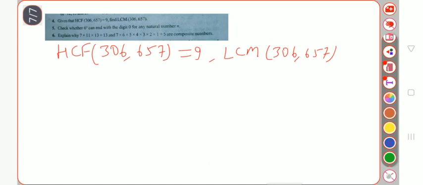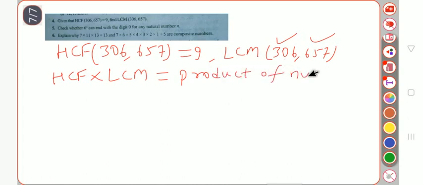Many students think they should start prime factorization of 306 and 657 to find the LCM, but that is a very long process. So just apply the formula here. The formula comes from HCF into LCM equal to product of numbers.